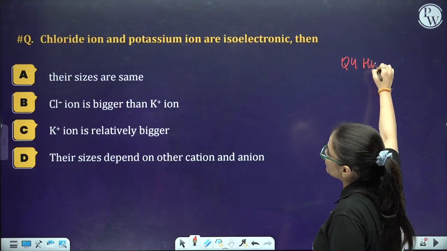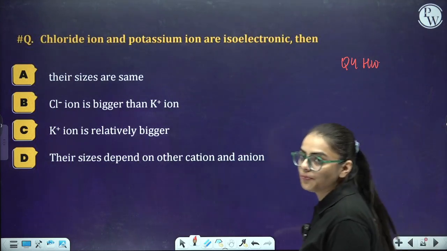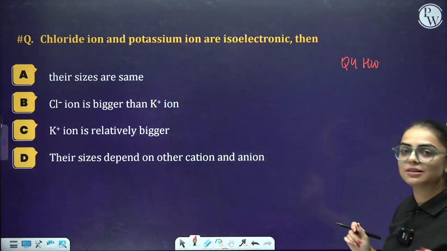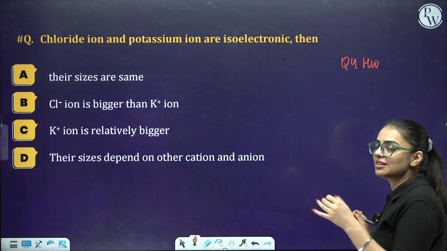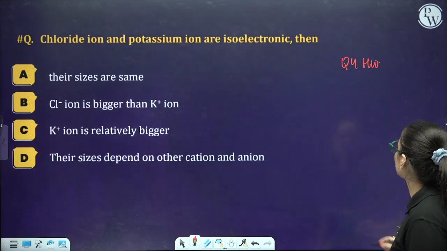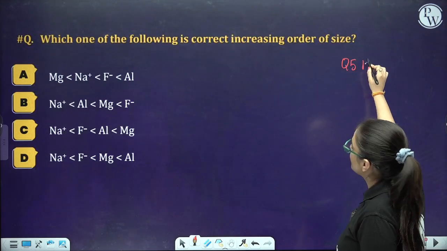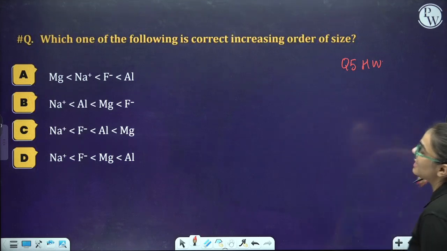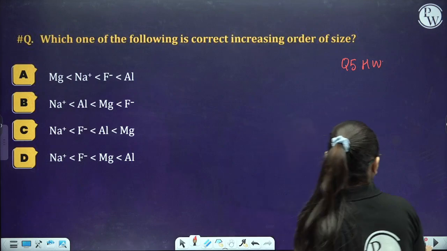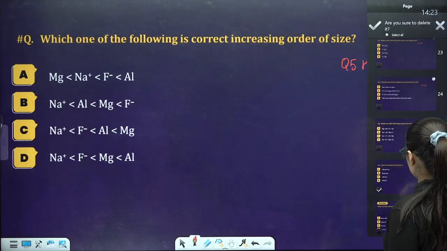The fourth homework question: chloride ion and potassium ion are isoelectronic. Then A, their sizes are the same. B, Cl negative ion is bigger than K positive ion. C, K positive ion is relatively larger. D, their sizes depend upon other cation and anion. Right? Moving on to question number 5 as your homework: which one of the following is the correct increasing order of size? Clear, students? Let's give only 5 questions as homework, not more than that.